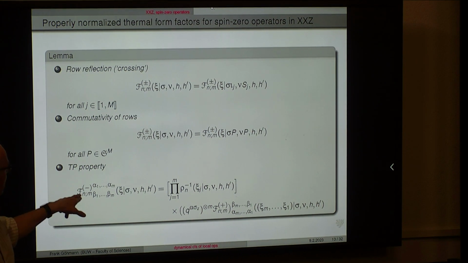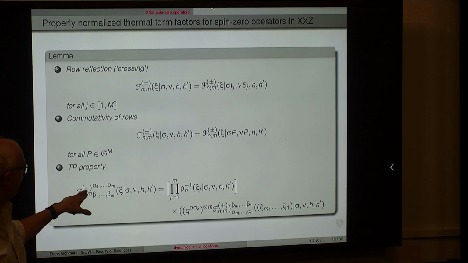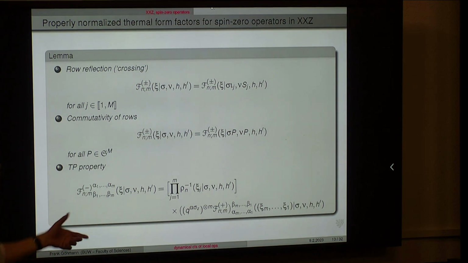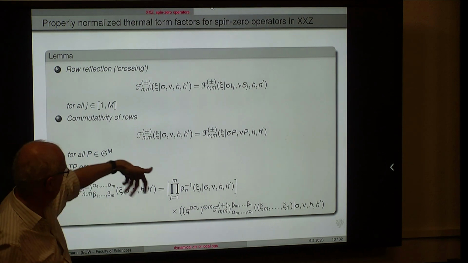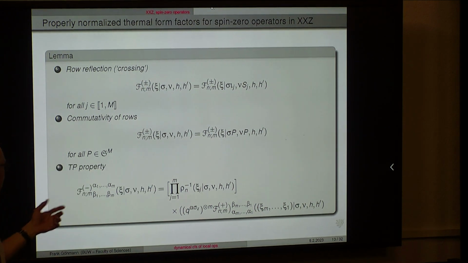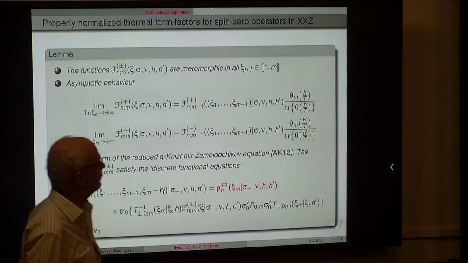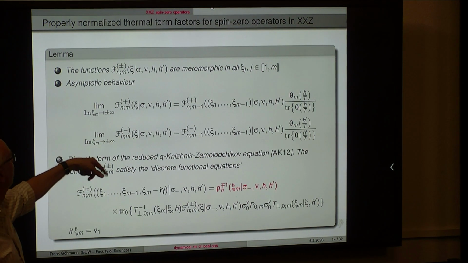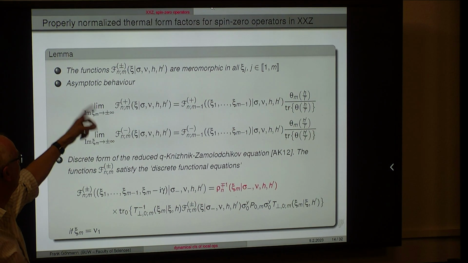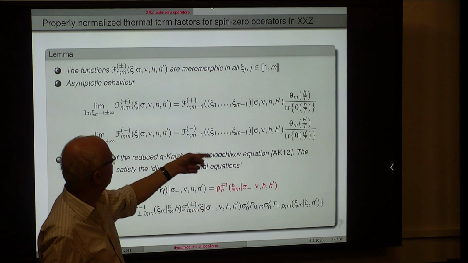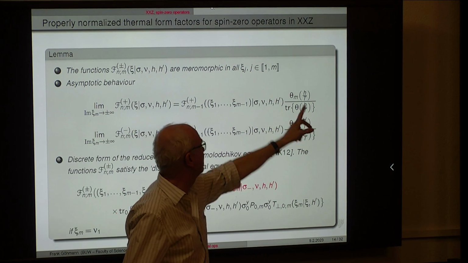You have a nice connection between the plus and minus correlation function if you transpose and reflect. So this is kind of a TP property. They go over into each other, so they are not really independent. Then you have the meromorphic functions. You have asymptotic reduction. This is something you saw in Holger's talk. If you send one of the parameters to plus or minus i infinity, you also reduce the object and get some trivial factor out.